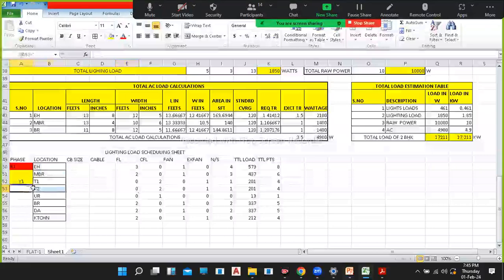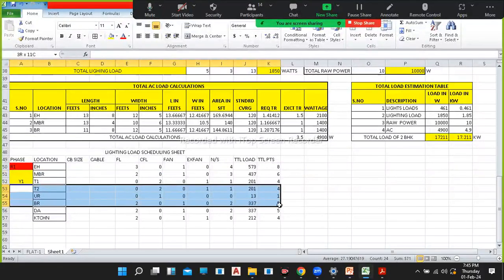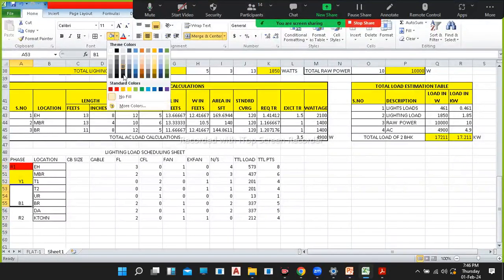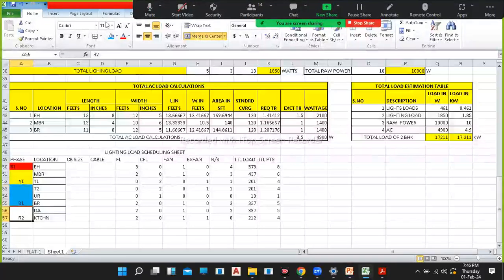Next, coming to this, can I merge these three things? 5 plus 4 is 9, 9 plus 1 is 10. Yes, I can merge these three things. This is B1, and the next is R2. This total is R2. So R, Y, and the next is this B phase, and the next is this R2 phase.